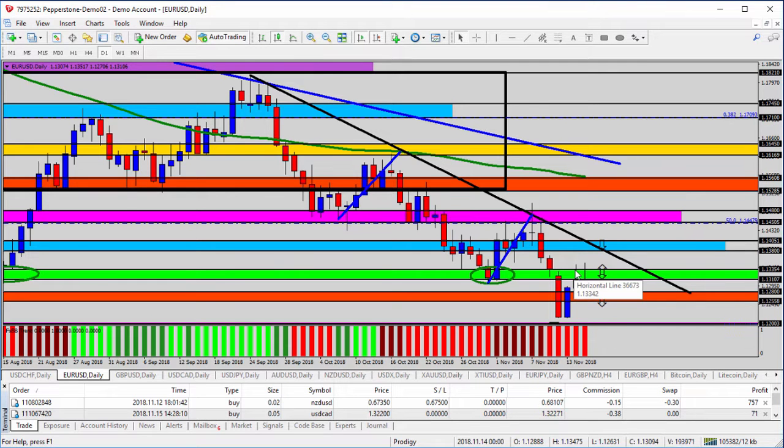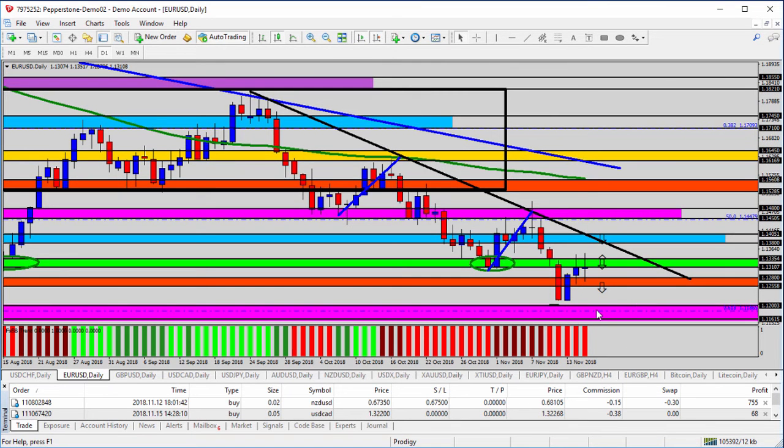I'm looking for shorts into the green zone, into the blue zone, targeting the orange zone, or lower down to that 618 fib into the 111s for the euro dollar.